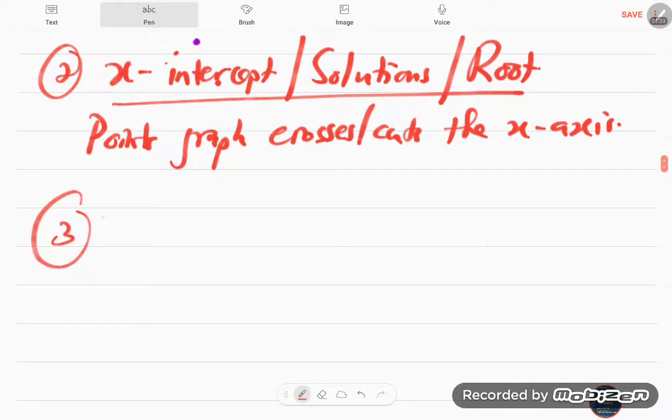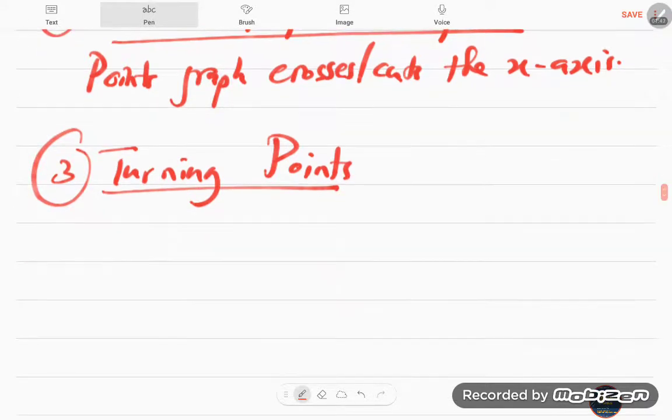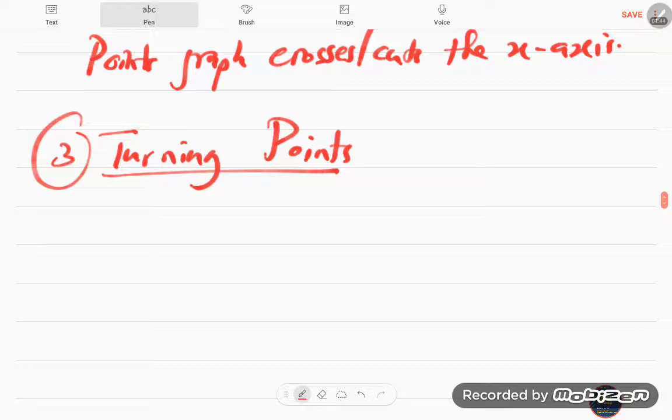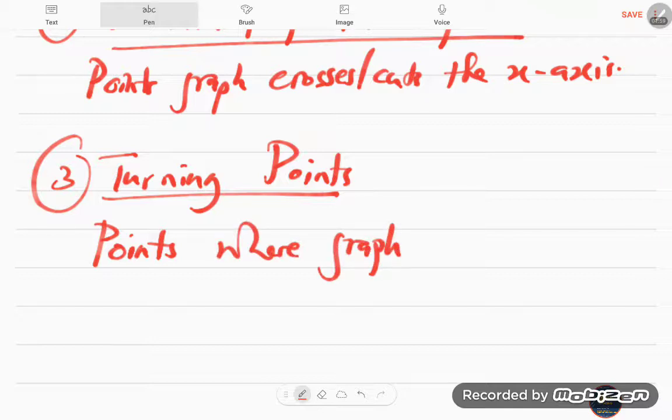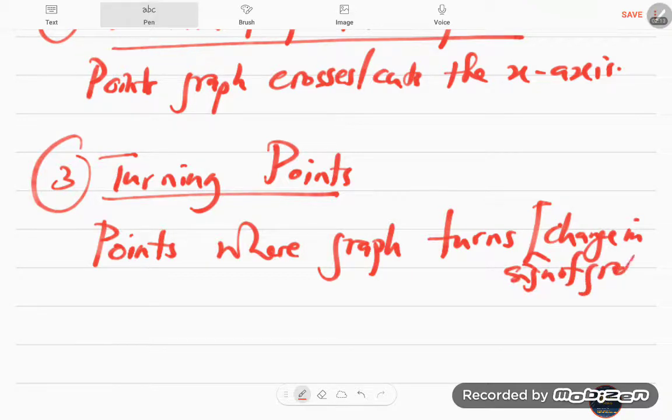Another important feature is going to be the turning point. This is where the graph makes a turn or changes its gradient, and we can either have a maximum, so we can say that it is the point where the graph turns. And how do we see this? There's to be a change in sign of the gradient.